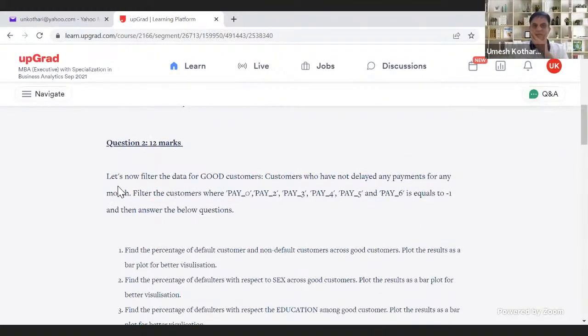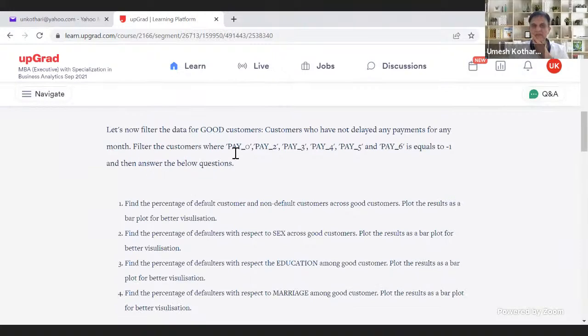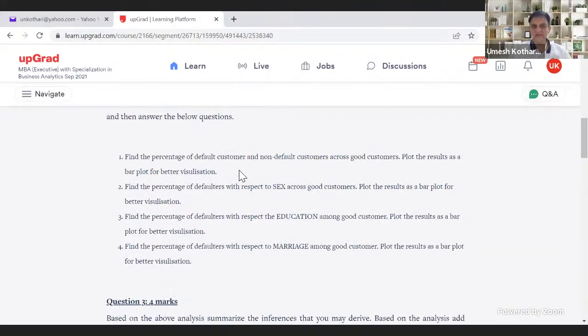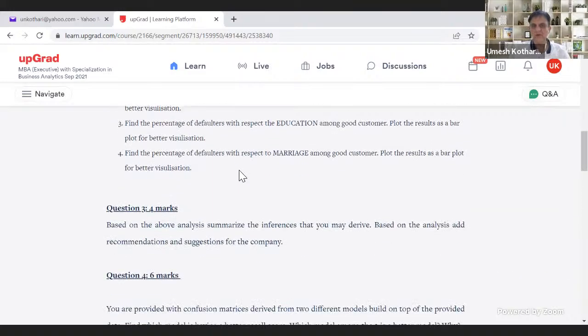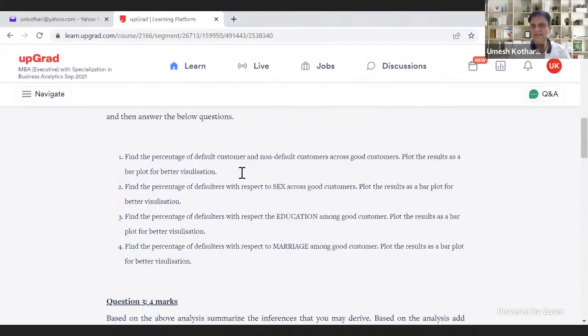Okay, here, now you filter the data for good customers. So when you filter, you say pay 0, pay 2, pay 3, pay 4, pay 5 is equal to -1. There it is. And then answer the below questions. And therefore, you put these answers for good customers. So again, same demographics as well.